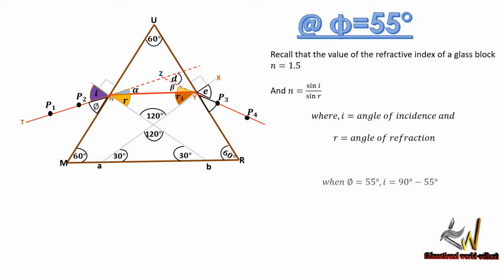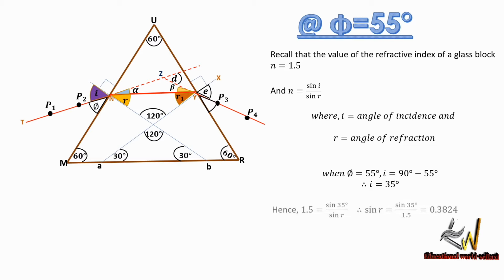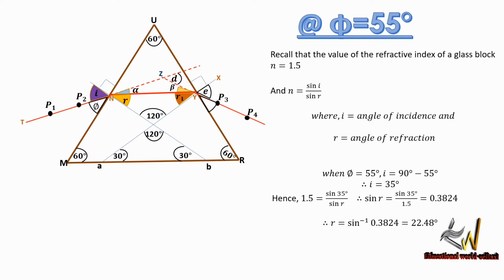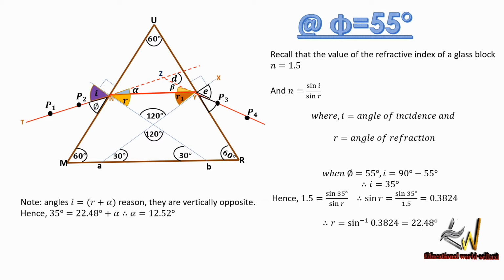Now when phi is 55 degrees, the real angle of incidence will become 90 minus 55, which is equal to 35 degrees. Substituting that into the equation, we have that 1.5 is equal to sine 35 over sine R, and evaluating for sine R, sine R is now equal to 0.3824. Therefore R itself is now equal to 22.48 degrees.